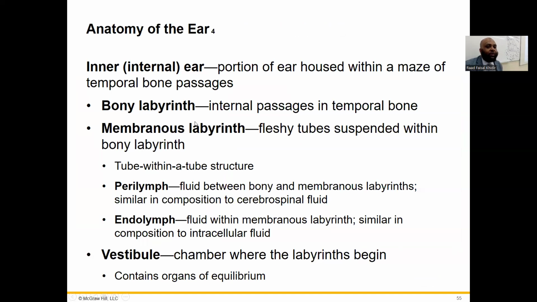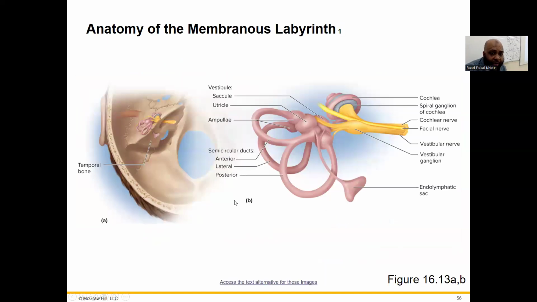Then you have your inner ear. So a portion of the ear is housed within a maze of temporal bone passages, and you have the bony labyrinth, there's a membranous labyrinth, and there's the vestibule. The vestibule is the chamber where the labyrinth is going to begin. So we have the endolymphatic sac and the posterior, lateral and the semicircular.